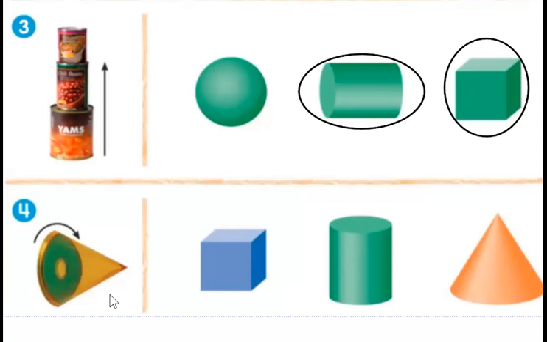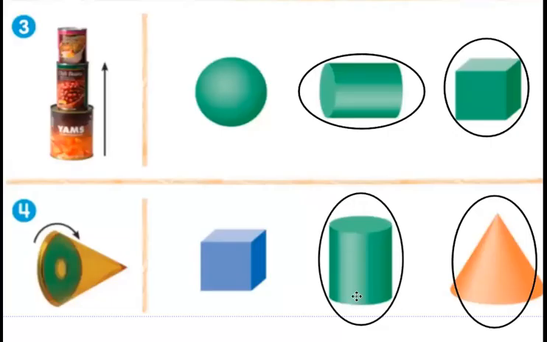What shape is this? And what is the shape doing? Look at the arrow. The arrow is telling us that this shape is rolling. Good. So this cone is rolling. So now we're going to look at the shapes in this row. Which of these shapes roll just like a cone? Can you circle the shapes that roll?